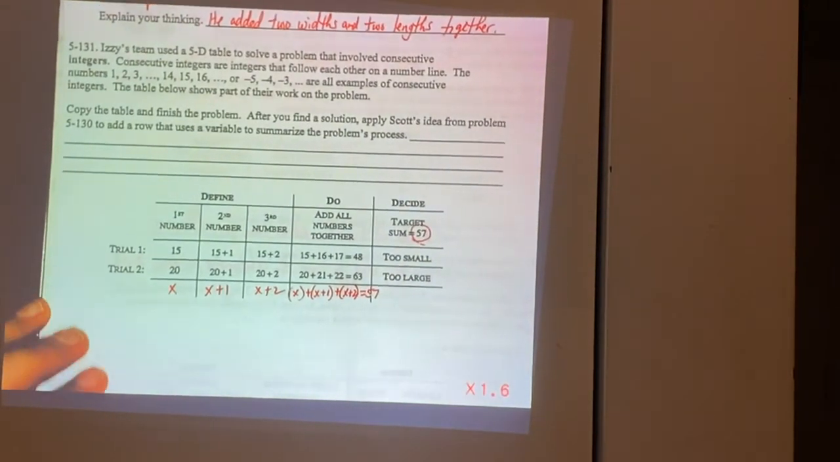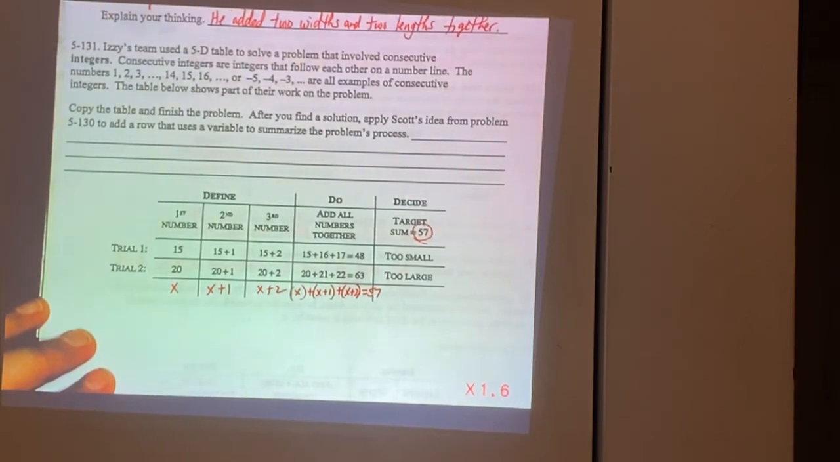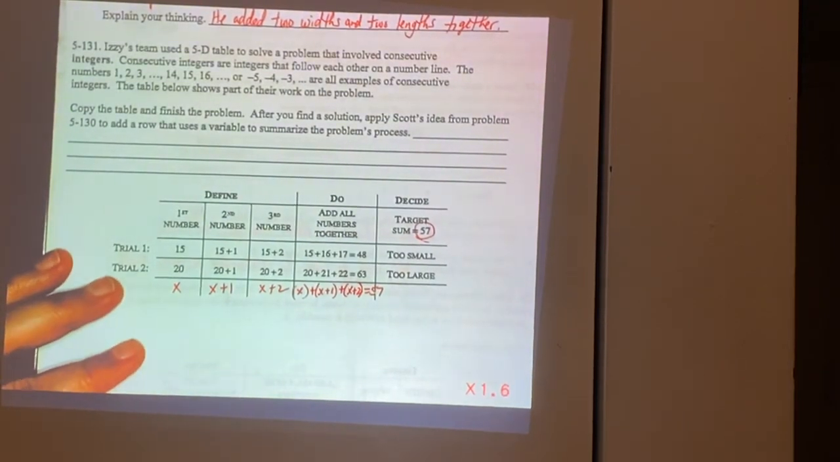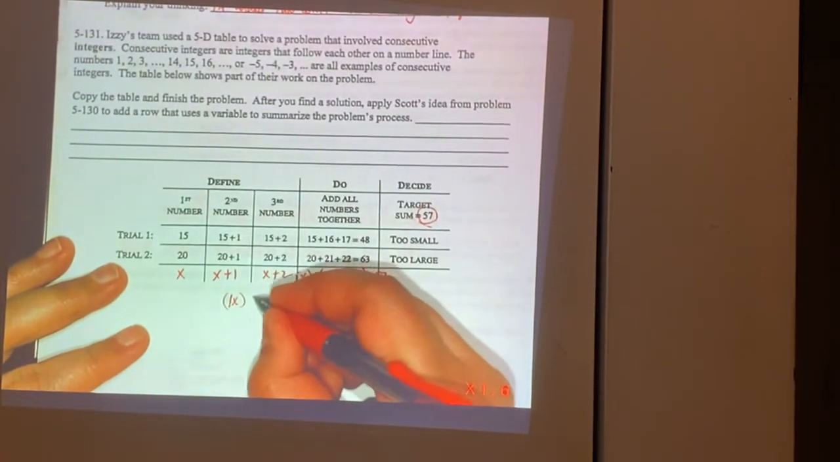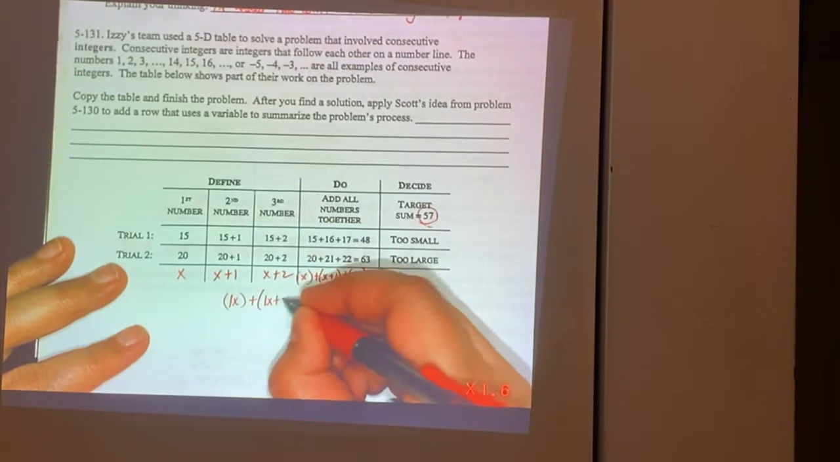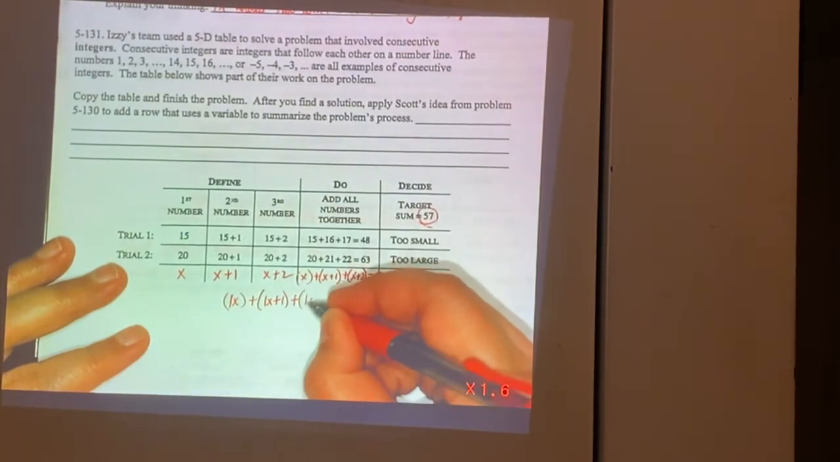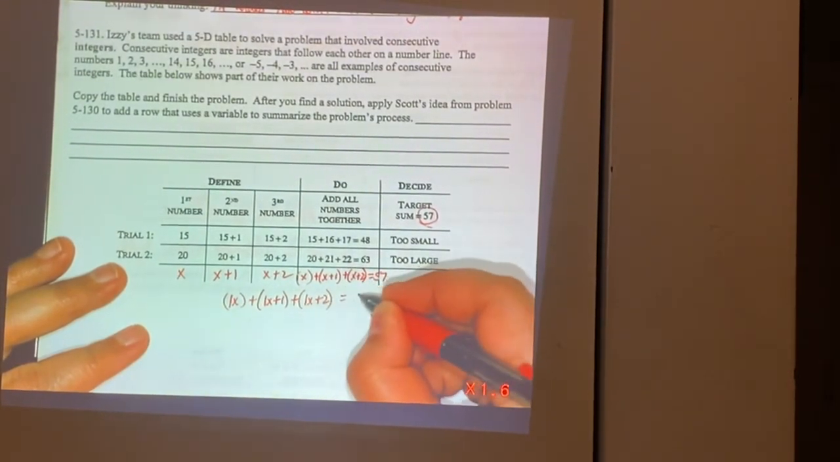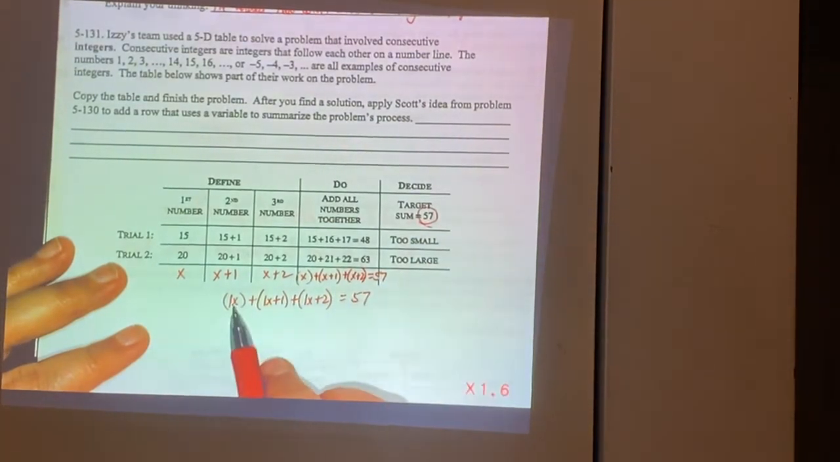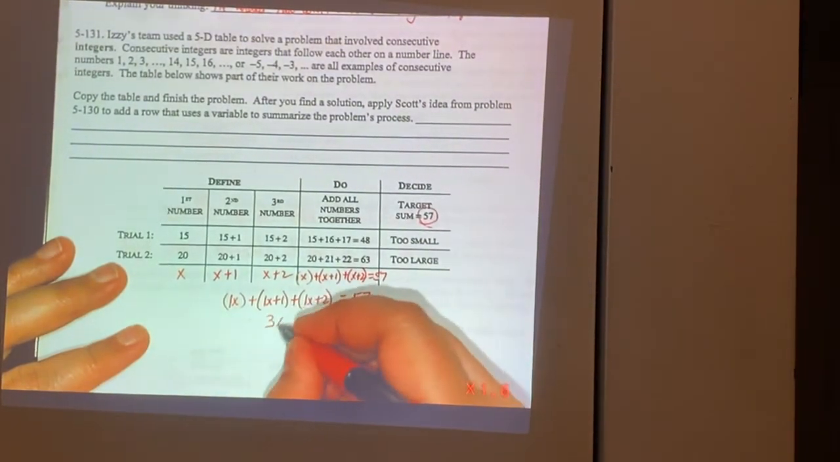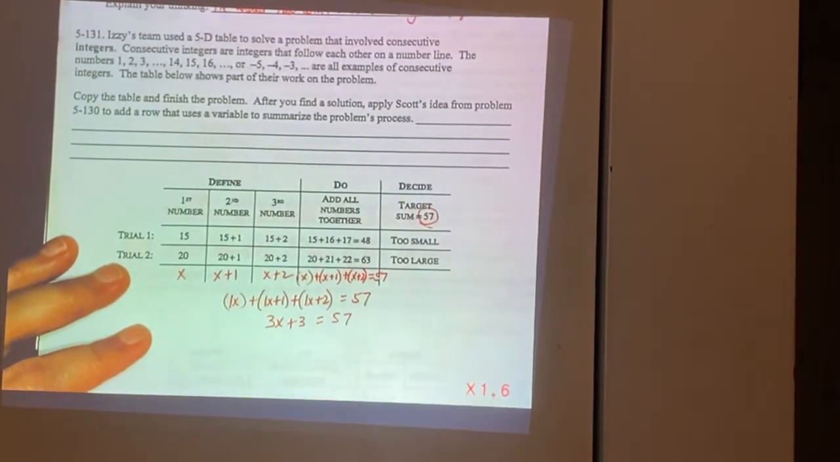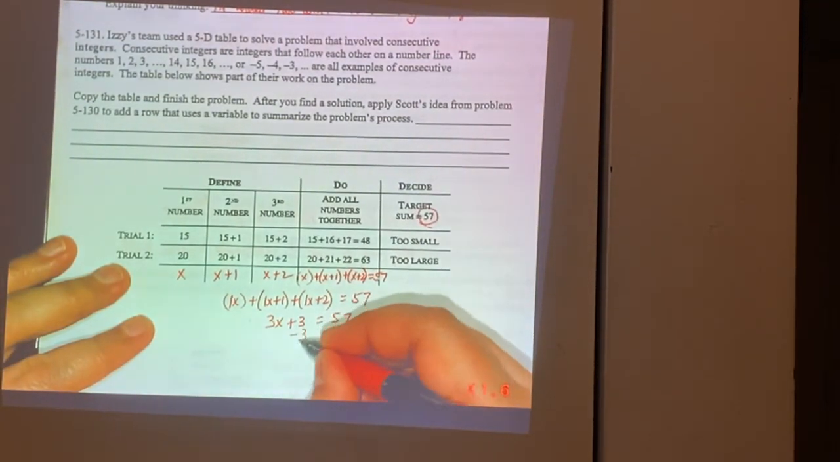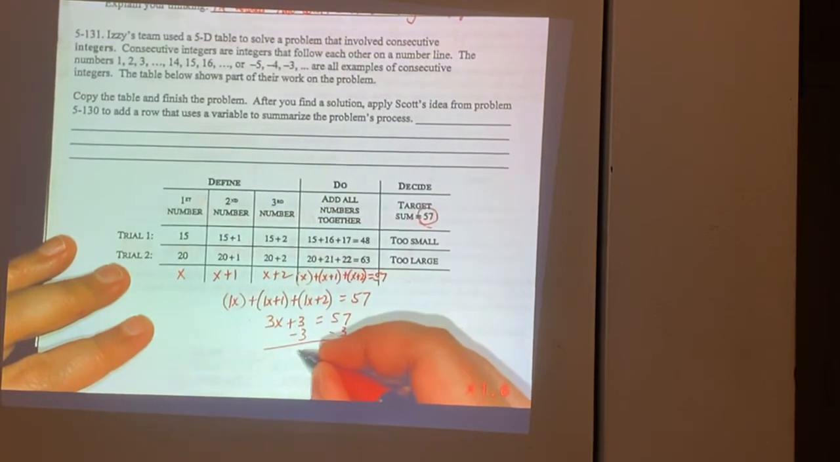Okay, so we're going to go ahead and solve this. So if you have 1x plus 1x plus 1 plus 1x plus 2 equals 57. Let's add up our x's. 1, 2, 3. We have 3x. My singles are 3, equals 57. What's the opposite of adding 3? Let's subtract 3. Remember to do it to both sides so they stay equal.